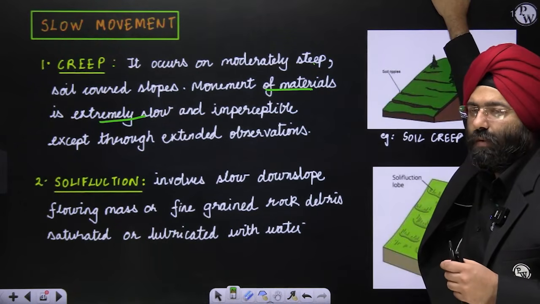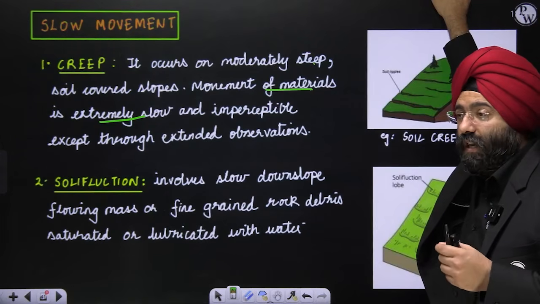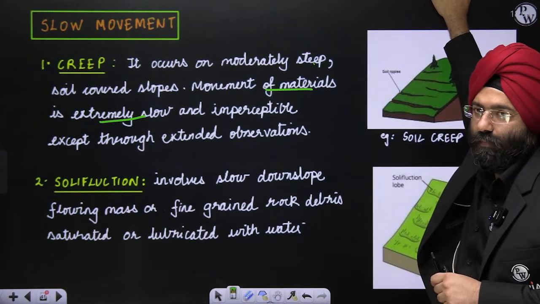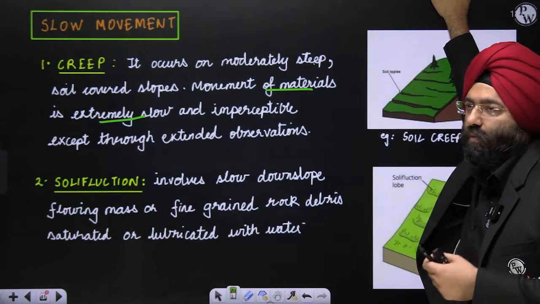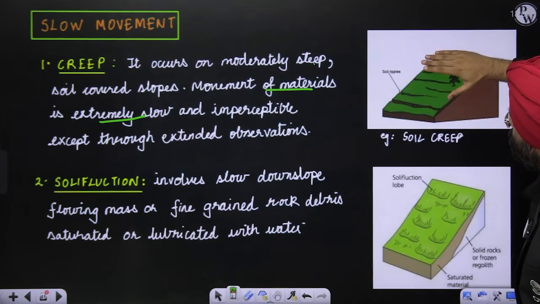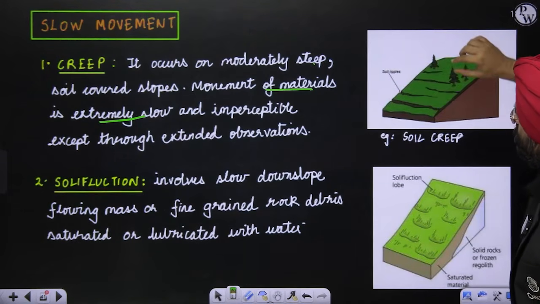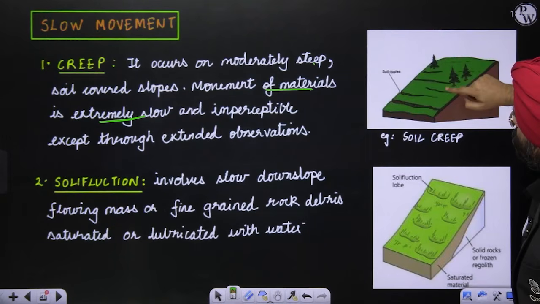Example is soil creeping. Over here, you will not be able to observe it through your naked eye. It is so slow. But obviously, if you observe it over a very long time, you will see that this particular slope or soil is basically moving down. Let us say the tree is here, possibly after a long time, it might be here.